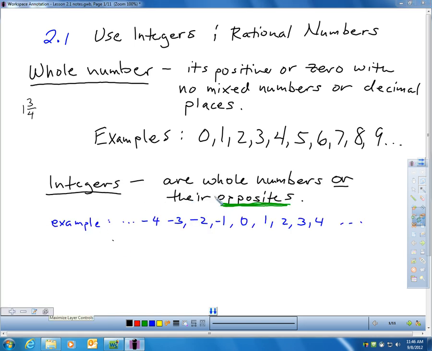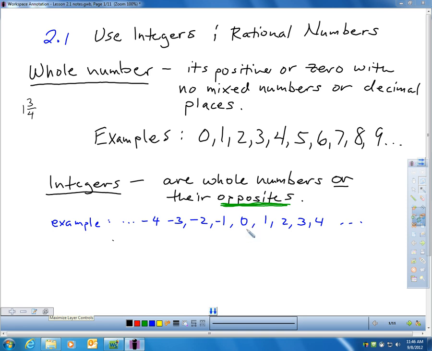Integers. Integers are whole numbers, but they're also the opposites of the whole numbers. Okay, so any whole number is an integer, because any whole number would be part of the group of integers. Integers are whole numbers or their opposites. So integers also cannot have decimal places.